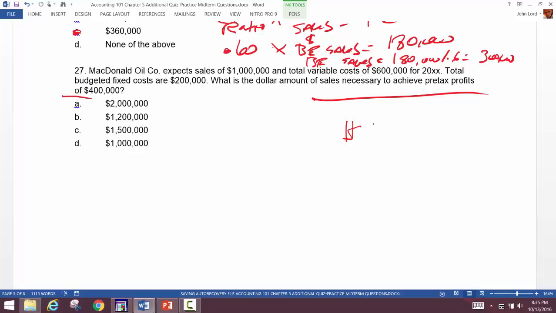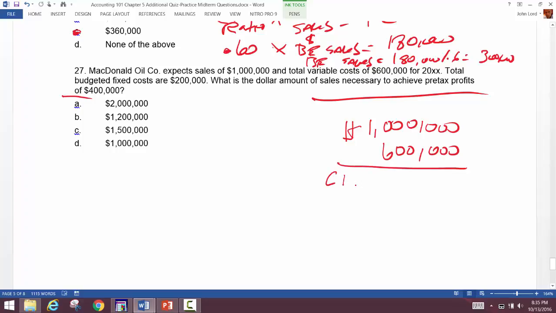Okay, so what happens? We have what? $1 million is my sales. My variable cost is how much? 600,000. That means I have a contribution margin of 400,000. I divide that by my sales of 1 million. That gives me a contribution margin ratio of what? 40%? I set that problem up.